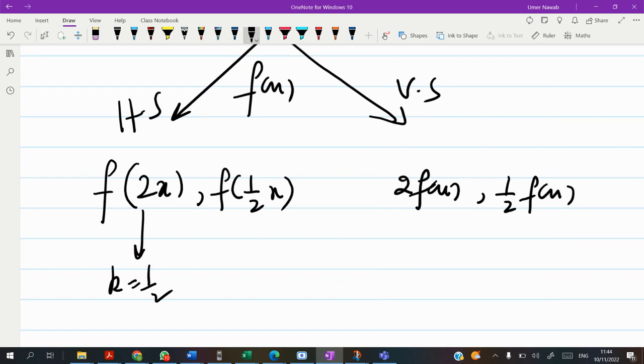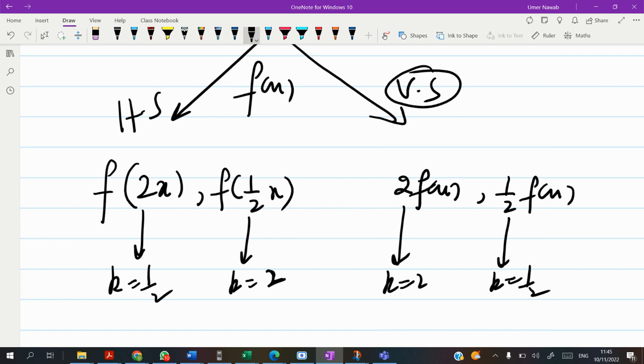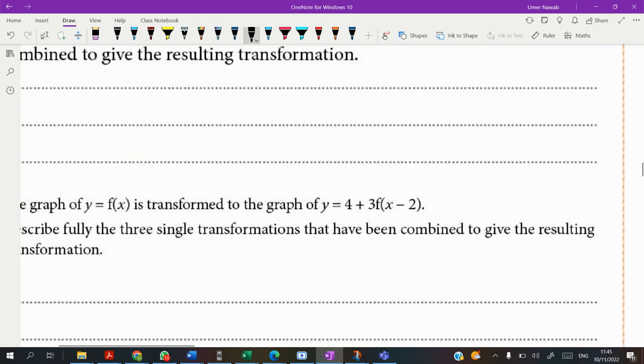I will say the scale factor is half. Here the scale factor is 2. In horizontal, the scale factor is always opposite. However, in the vertical stretch, you multiply something on the outside and your scale factor is the same. So the scale factor is half. So the vertical stretch and horizontal stretch we discussed.